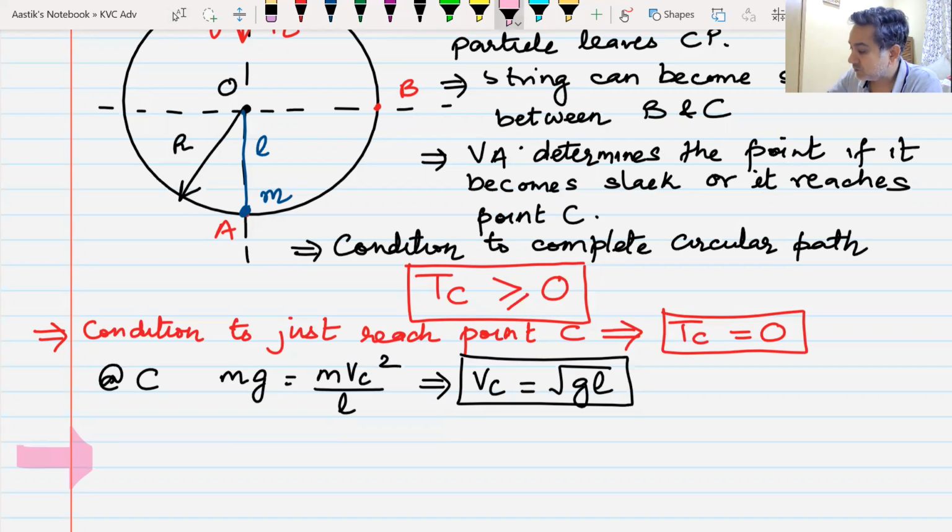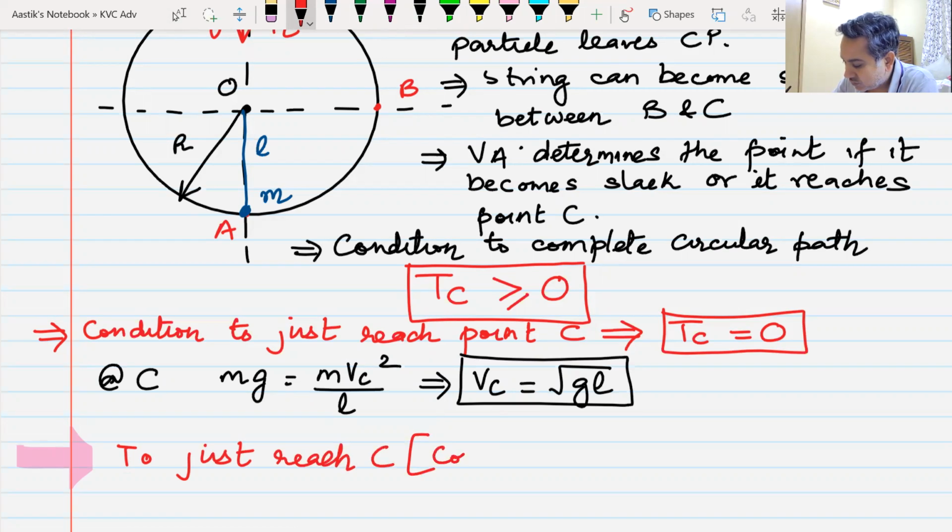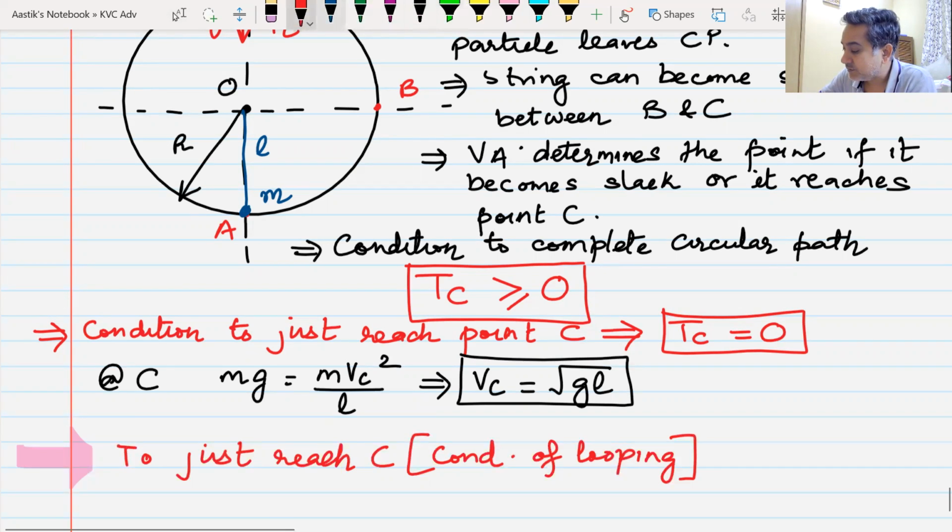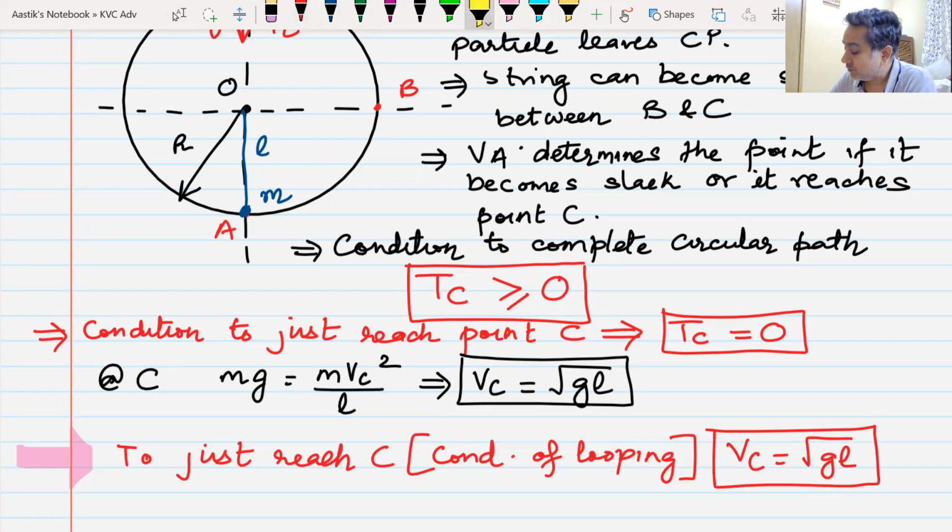Important point. To just reach point C, we call it the condition of looping. To just reach point C, which is the condition of looping, velocity at point C should be root over gL minimum. Do we understand this? This is the minimum value. If it is more than this, it is definitely going to complete the loop. Yes or no?